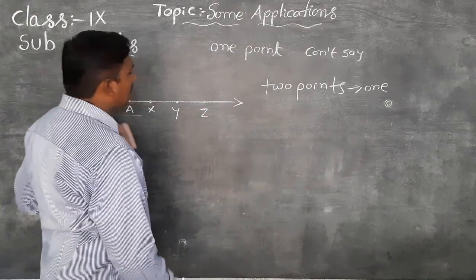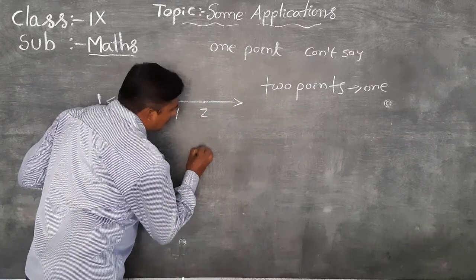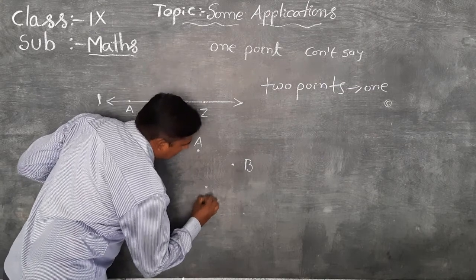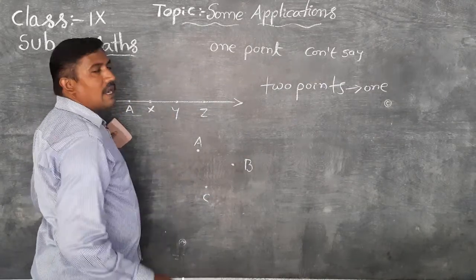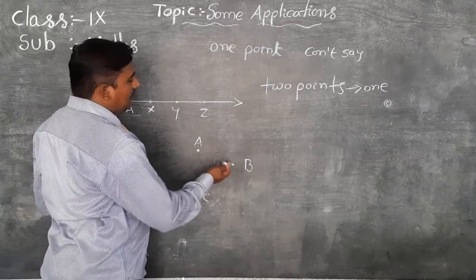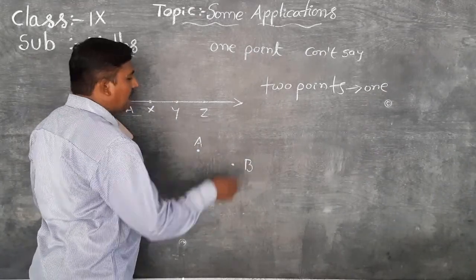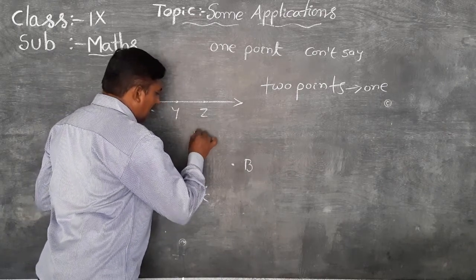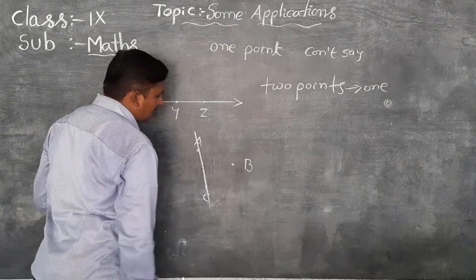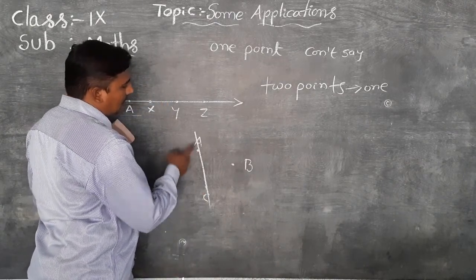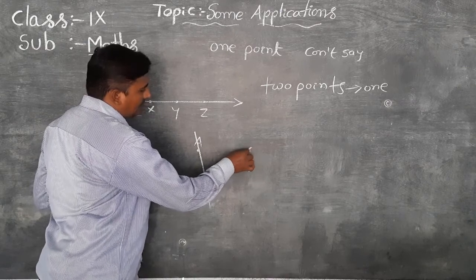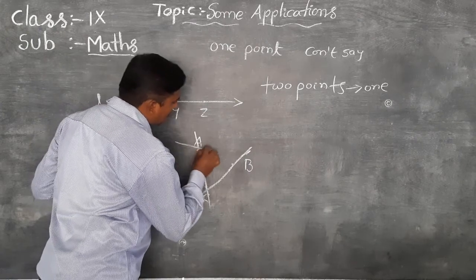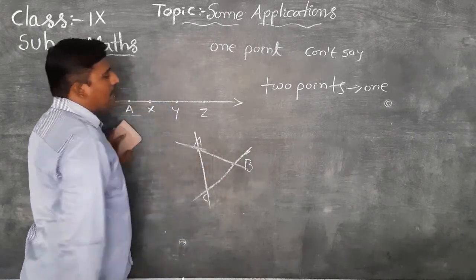Non-collinear means, see here A, this is B, this is C. These are non-collinear points, which means A, B, C, the 3 points, are not in a single line. For example, if we draw one straight line here, only 2 points are possible. Otherwise we should draw like this, here also only 2 points possible. Here we join AB, here also only 2 possible.